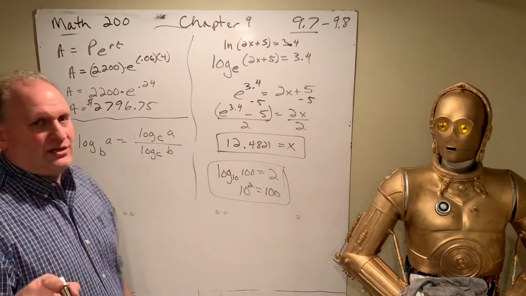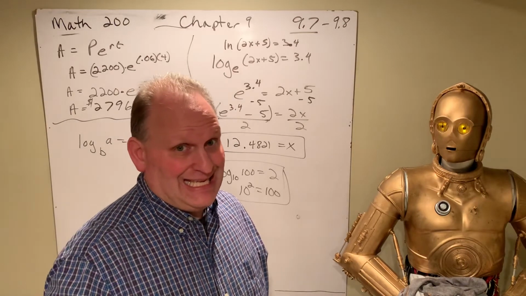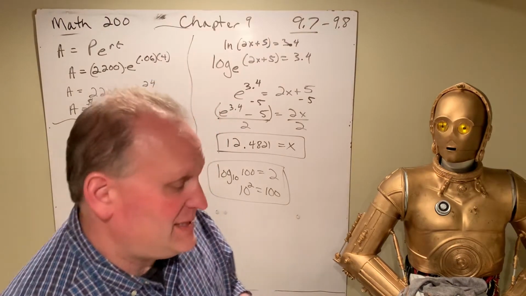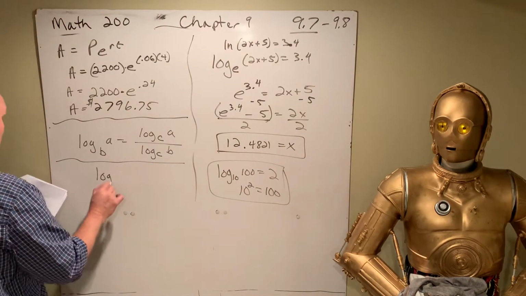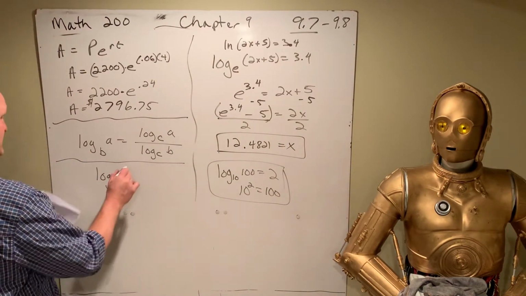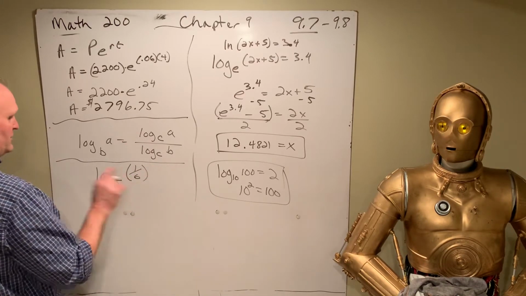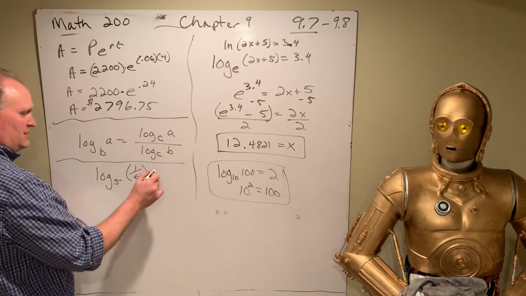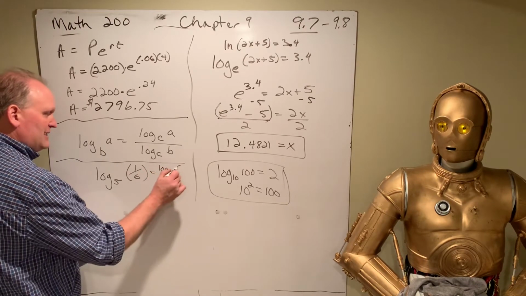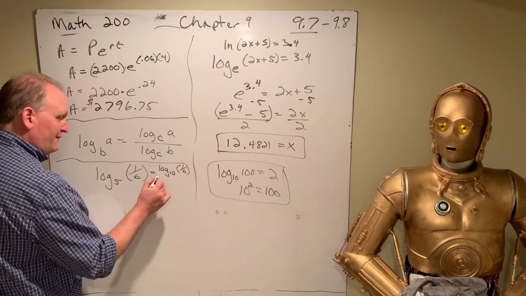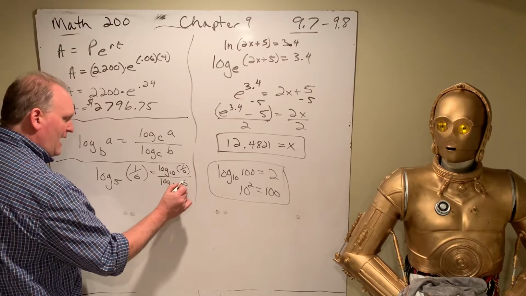So your calculator only has base 10 and base E. But we want to do different bases. What if I want to do a different base? What if I want to find the log base 5 of 1/6? Well, then I have to do this change of base formula, which is actually pretty easy. It's just you do log base 10 of 1/6 divided by log base 10 of 5.